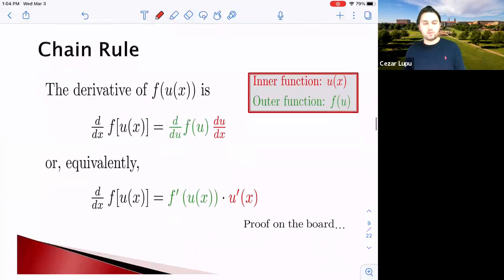Again, the chain rule, the derivative is this, right? Anyway, I don't want to lose time with the proof of this, but I would like you to remember this rule. You can actually find the proof in the notes, it's right there. I would like to stick more to applications. So again, this is the chain rule.